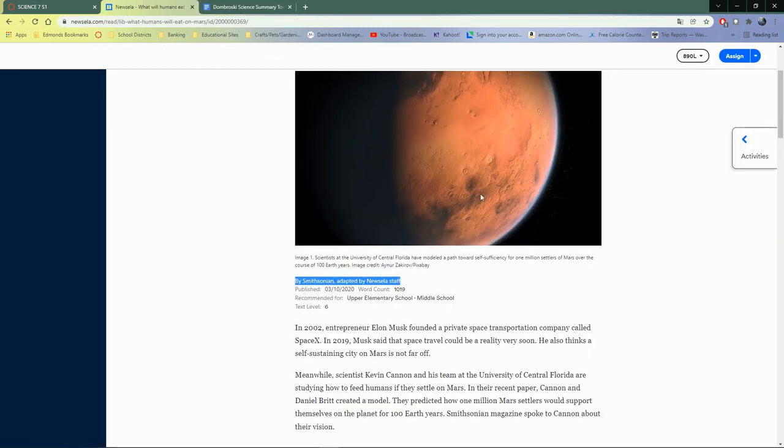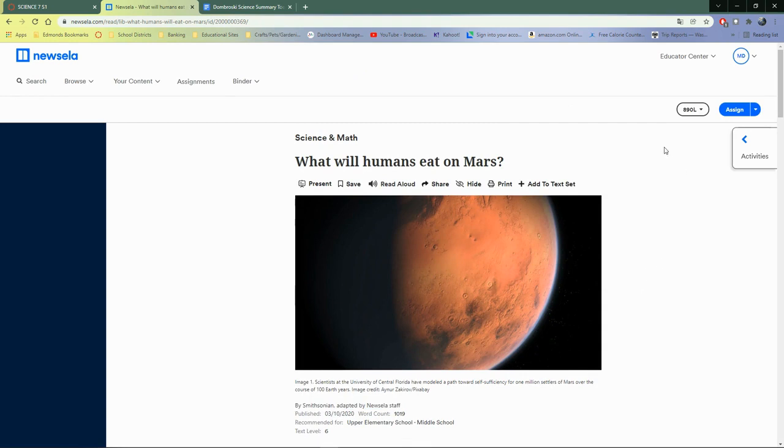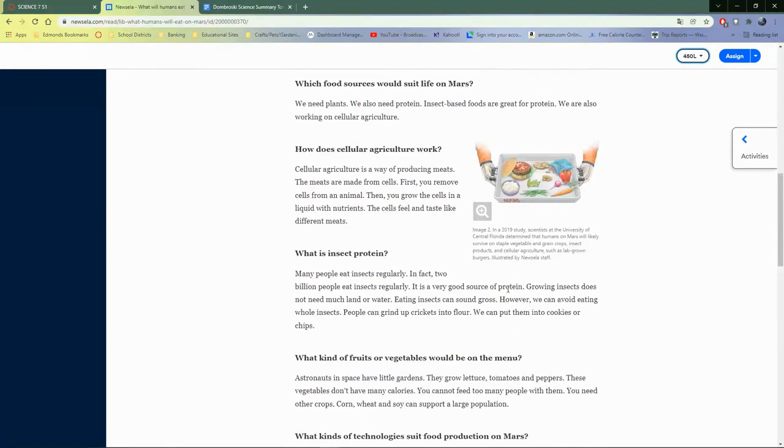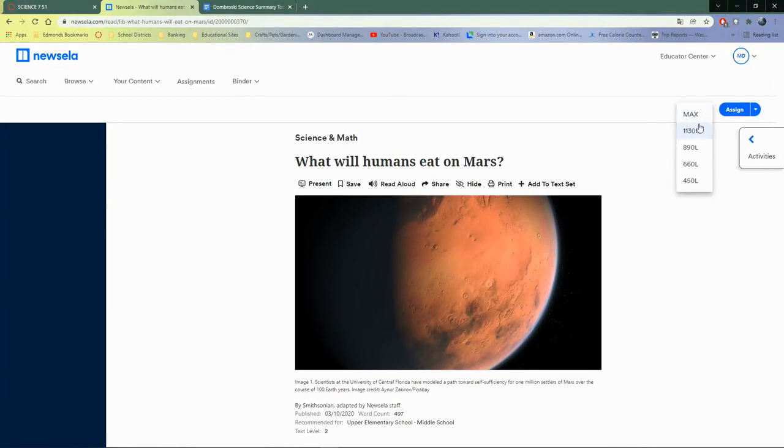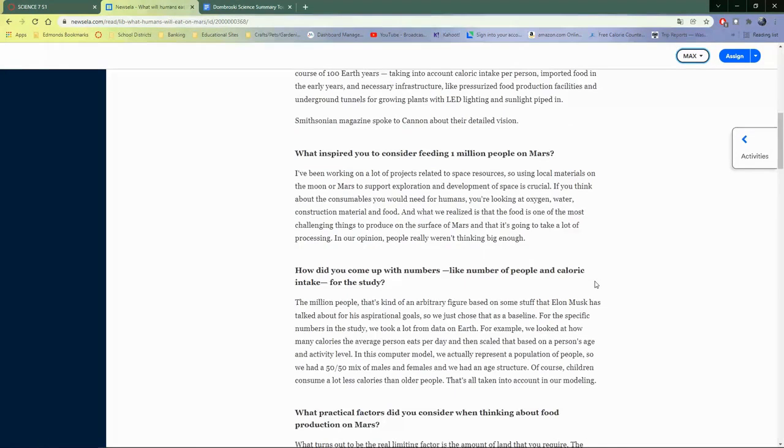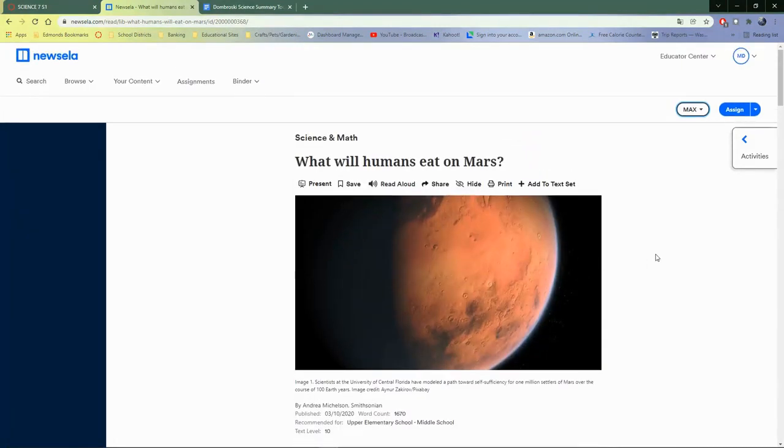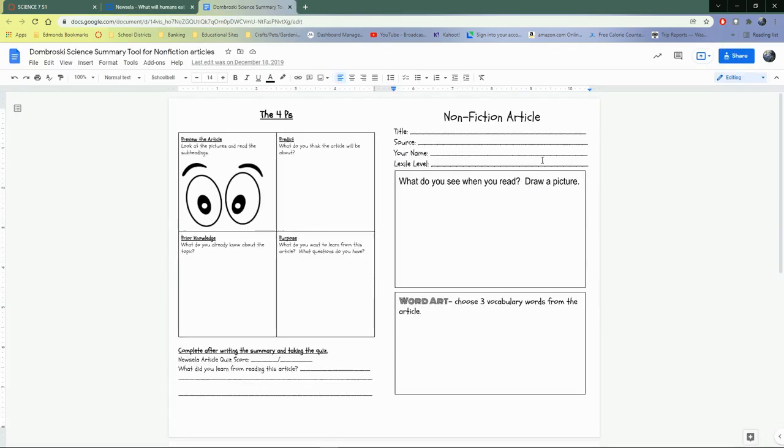Lexile level. Okay, the great thing about Newsela is that you can change the reading level. That's what Lexile means. So max is going to be the most advanced reading level, and then the lowest one is going to be an easier reading level. So when you change that, it changes the text and makes it easier to read, or it makes it more complex to read with more information. You choose what's right for you, okay? Don't make it too easy, but don't make it too hard either, okay? So whatever you choose, let's say you choose 890, then write down here 890, okay?